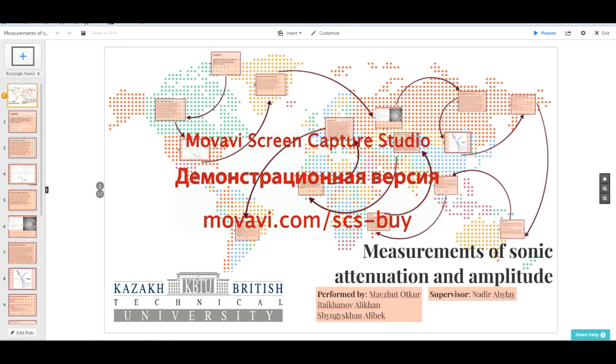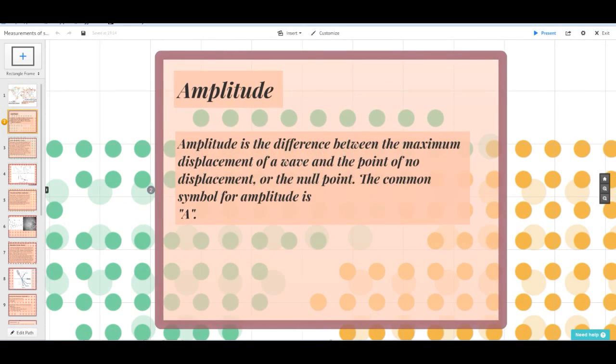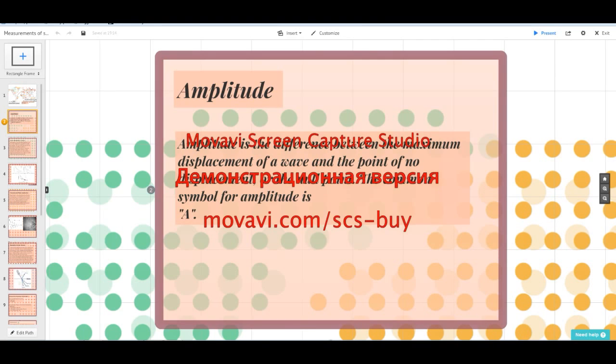Hello everyone, today we are going to discuss measurements of sonic attenuation and amplitude. So let's start from the definition of amplitude. Amplitude is the difference between the maximum displacement of a wave and the point of no displacement, or the zero point. The common symbol for the amplitude is A.